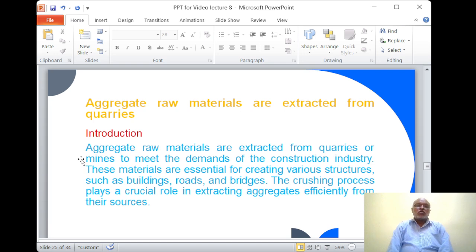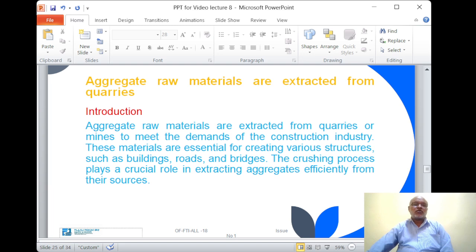When it comes to construction projects, one crucial step is the extraction of aggregate raw materials from quarries or mines. These materials serve as the foundation for roads, buildings, and various infrastructure projects. The process begins with the use of heavy machinery such as excavators and dump trucks to remove the top layer of soil and uncover the desired raw material.